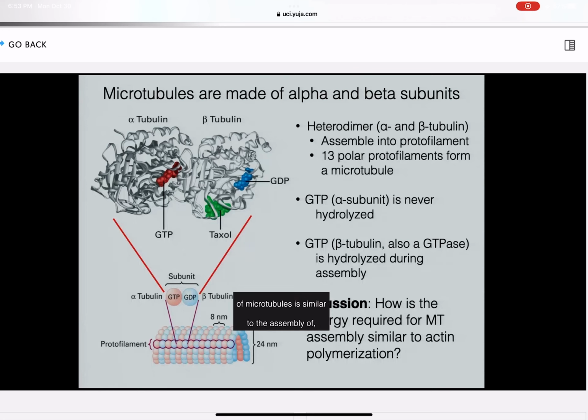So anyone want to venture a guess as to how the energy required for the assembly of microtubules is similar to the assembly of actin? So actin uses ATP hydrolysis to polymerize, and then microtubules use GTP hydrolysis. So both using a type of hydrolysis to grow. They both use a type of hydrolysis, but it's not to grow.